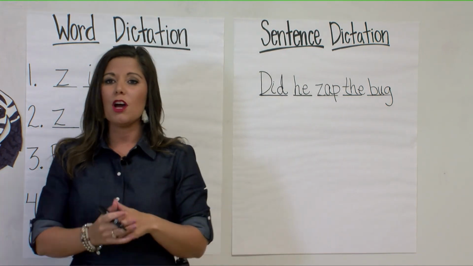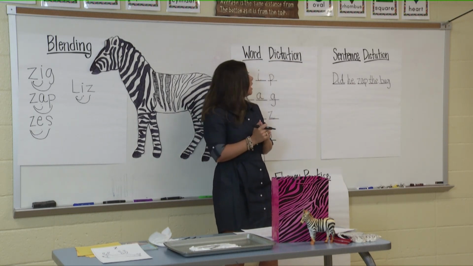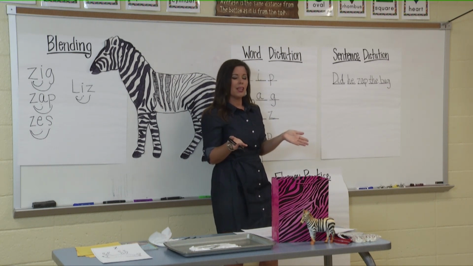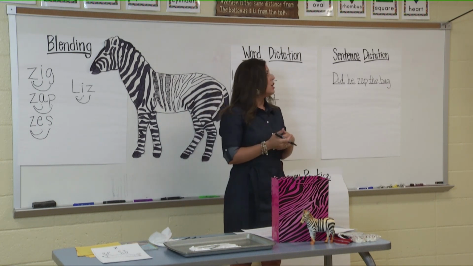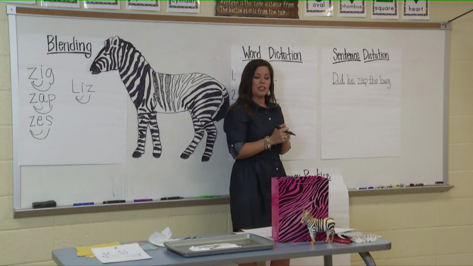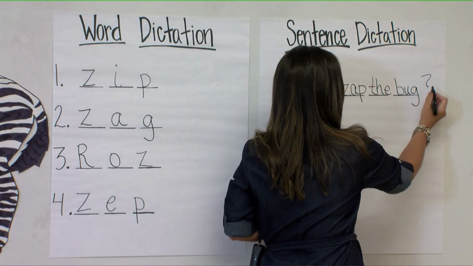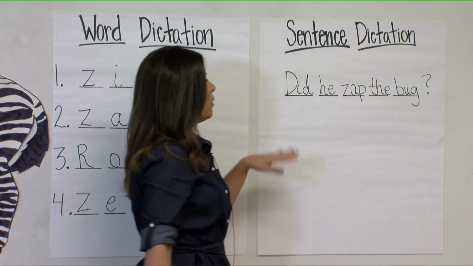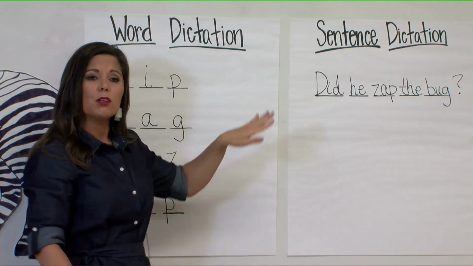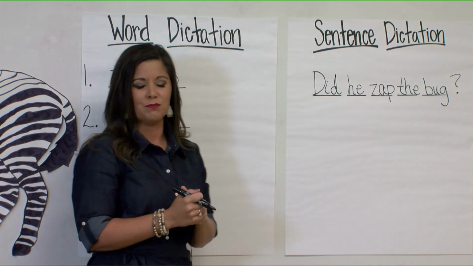Bug. Now we know that every sentence needs an end mark. Okay? What type of end mark do I need in this sentence? Was I telling you something? No, I was asking a question. So we have a question word here, did. So what type of end mark do we need? We need a question mark. Awesome job. I'm going to put a question mark at the end. So we have a complete sentence. It has capital letters, we have spelled everything correctly, and we have an end mark at the end.